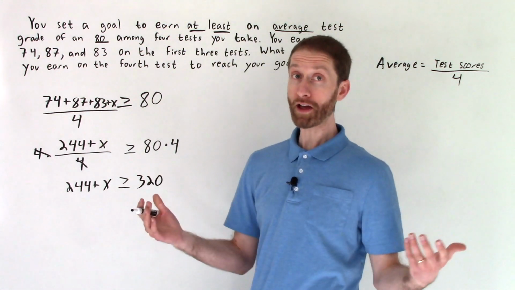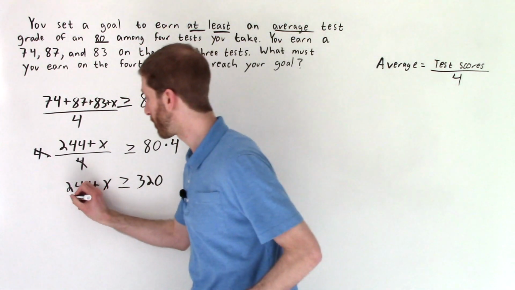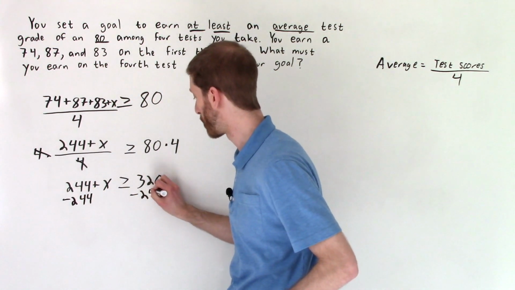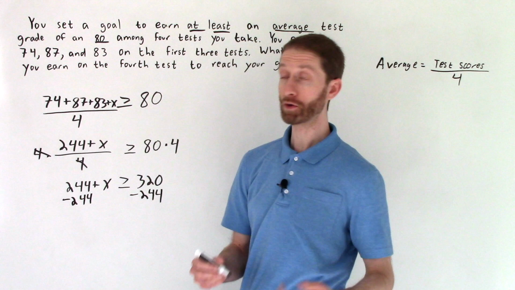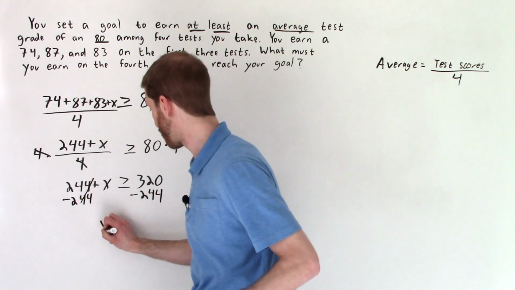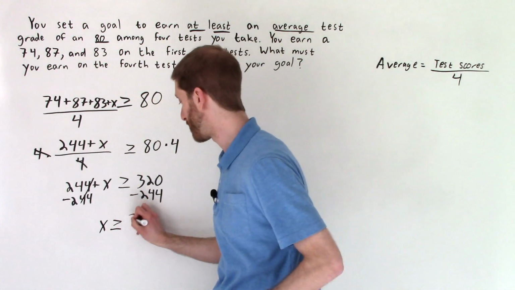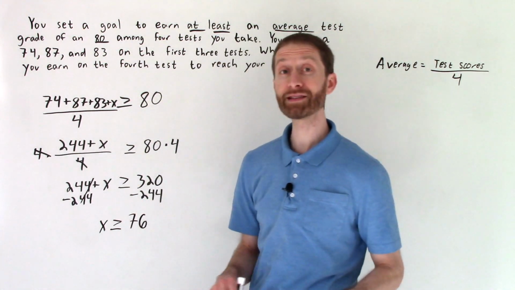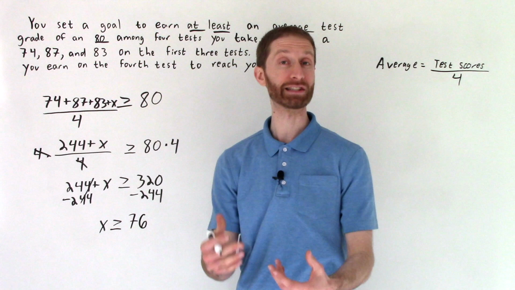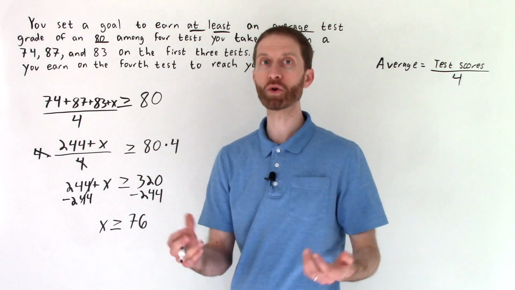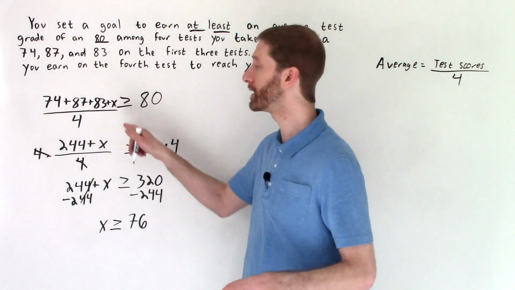And then we're going to find our answer by subtracting 244, undoing plus 244. We do that to both sides of the equation. The 244s cancel, and at long last, we have X is greater than or equal to 76. So what that means is you need to earn at least 76 points, percentage, whatever the score is, on your 4th test to earn at least an 80.